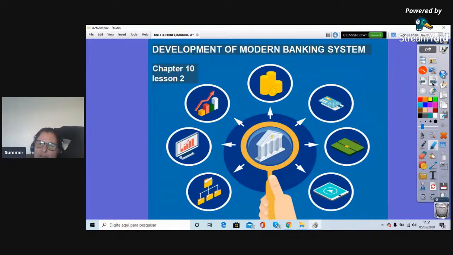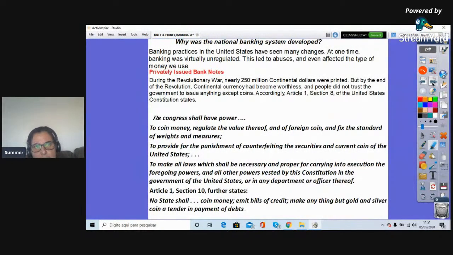I'm going to go through chapter 1 really fast because this was only an introduction, and we basically covered everything in chapter 1. The development of the modern banking system. Banking practices in the United States have seen many changes. There was a point in time where banking was virtually unregulated. What happened? There were abuses that even affected the type of money that we use. During the war, nearly 250 million continental dollars were printed, and by the end of the war, as I've told you before, they were worthless.